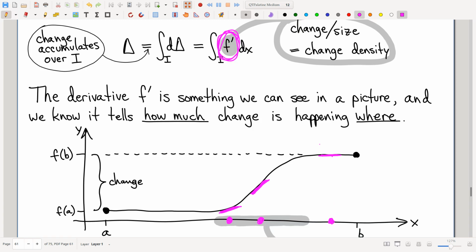Well, I claim that something very similar is true of curl and divergence also. Those are the densities for Green's theorem and for the 2D divergence theorem, and they likewise are going to tell us where and how much the function is changing.